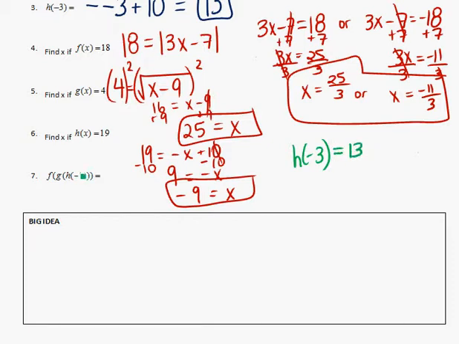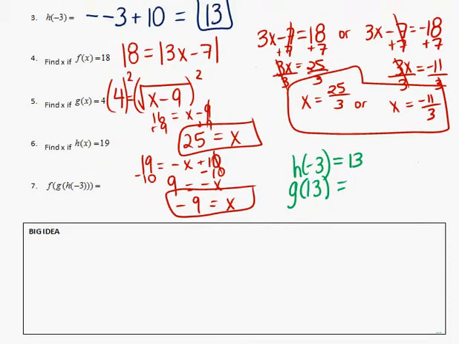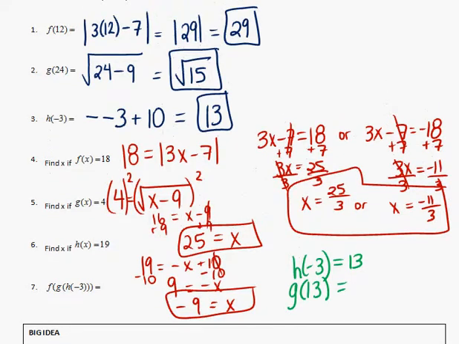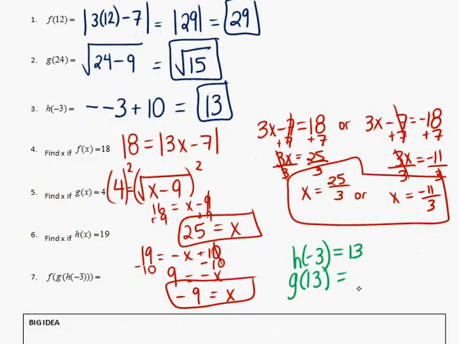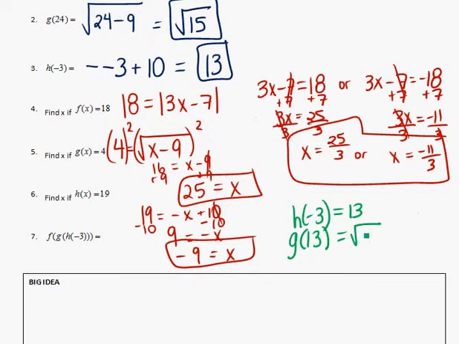So now I'm working from the inside out. I've done h of negative 3 already. If I keep working my way out, now I see that I need to do g of that. So I need to do g of 13. So I'm going to go back to the top. I'm going to look for function g, and I'm going to substitute in 13 for x. So I need to do square root of 13 minus 9. Which is the square root of 4, which equals 2.